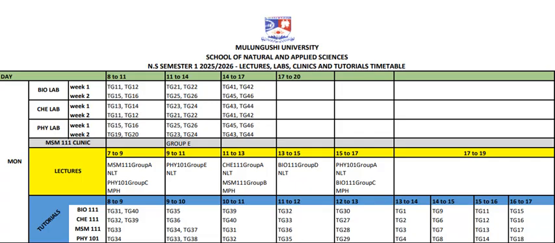Okay, so this is how this timetable is going to be. You've got the day, and then the time slots: from 8 to 11, from 11 to 14, from 14 to 17, and another from 17 to 20. So this is how it goes.